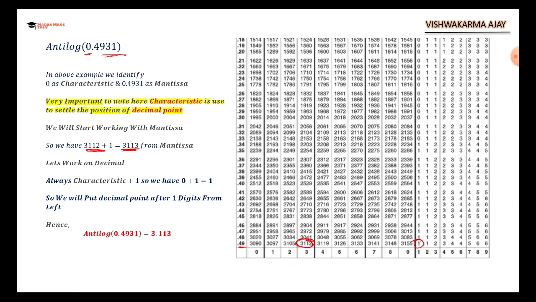Now how to decide the decimal point? As I said, it's very simple, characteristic plus 1. So this time the characteristic is 0, 0 plus 1 is equal to 1. So we will be putting our decimal after 1 digit. So our answer will be 3.113. Antilog of 0.4931 is 3.113. Let's move on to the next one.